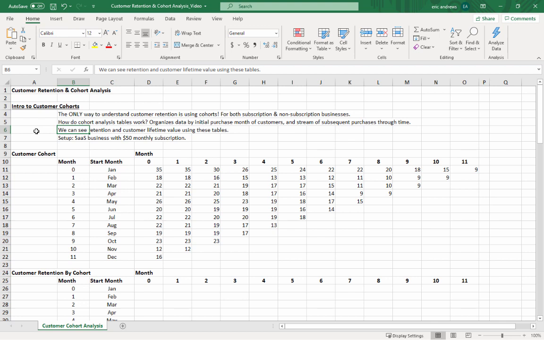So with this organization of the data, we can see retention and customer lifetime value, and we're going to analyze all of that right now. Our setup is that we're a SaaS business with a $50 monthly subscription, and people are billed month to month. So each month, any number of people can cancel that no longer want to continue buying our product.